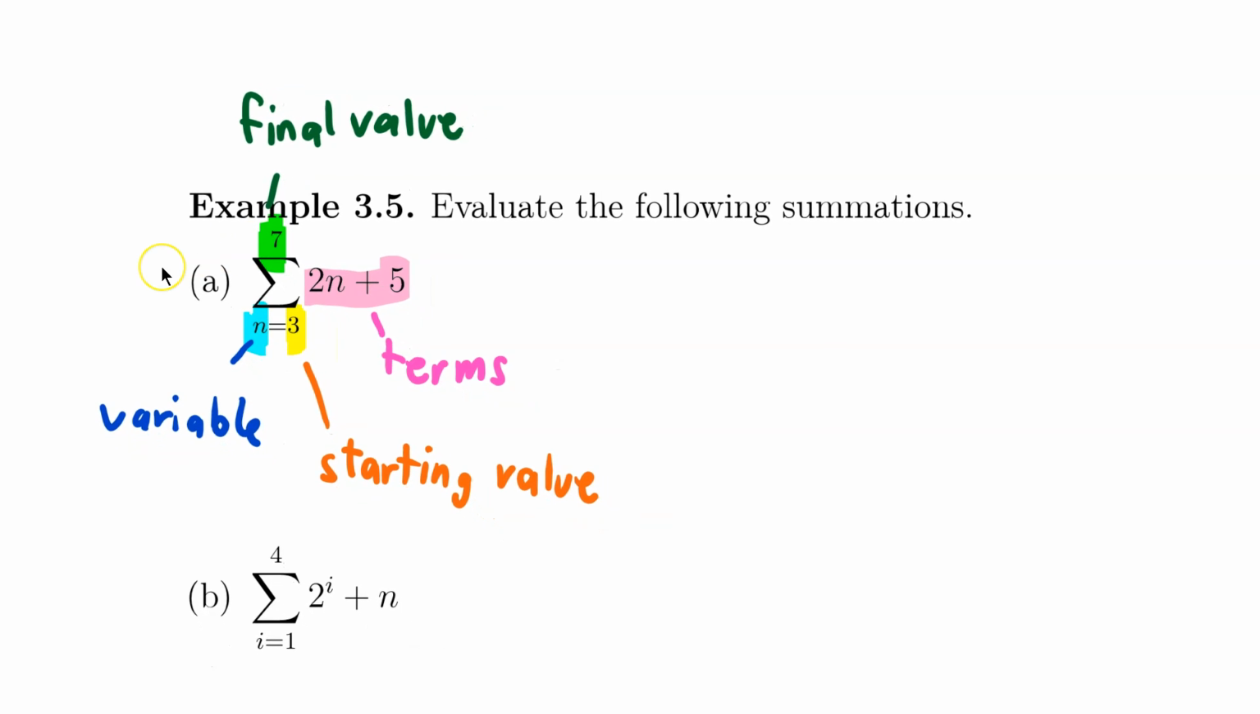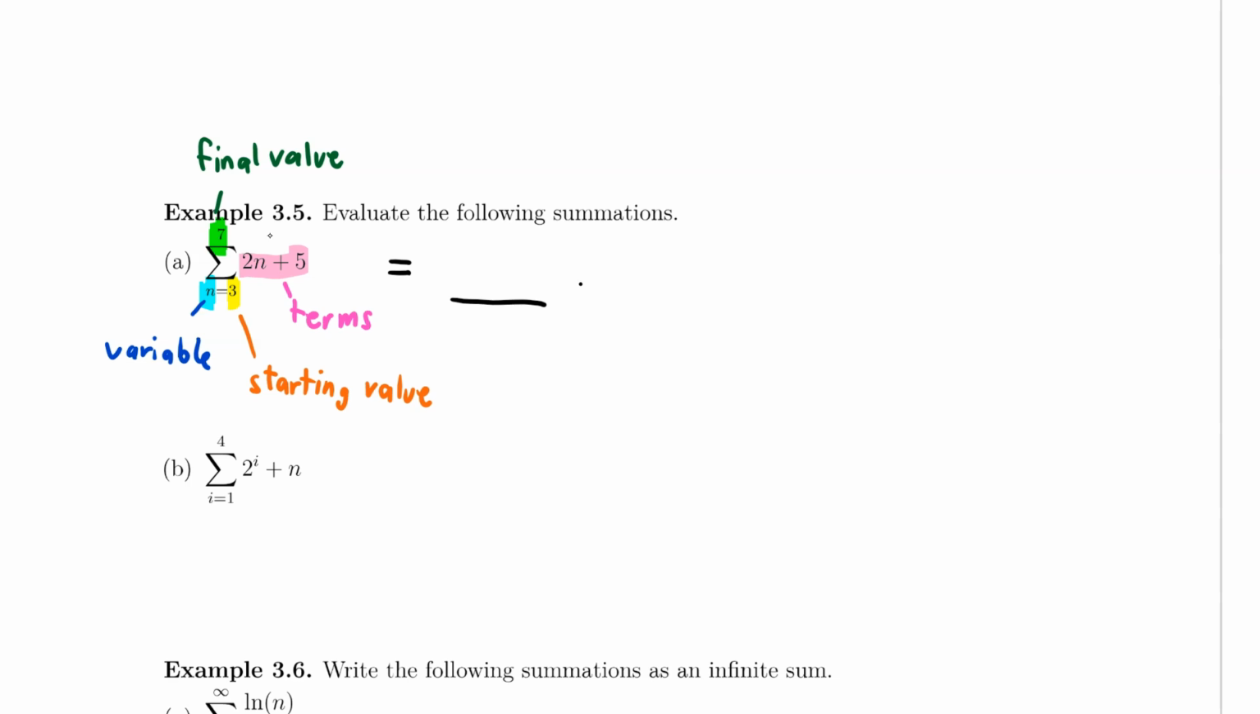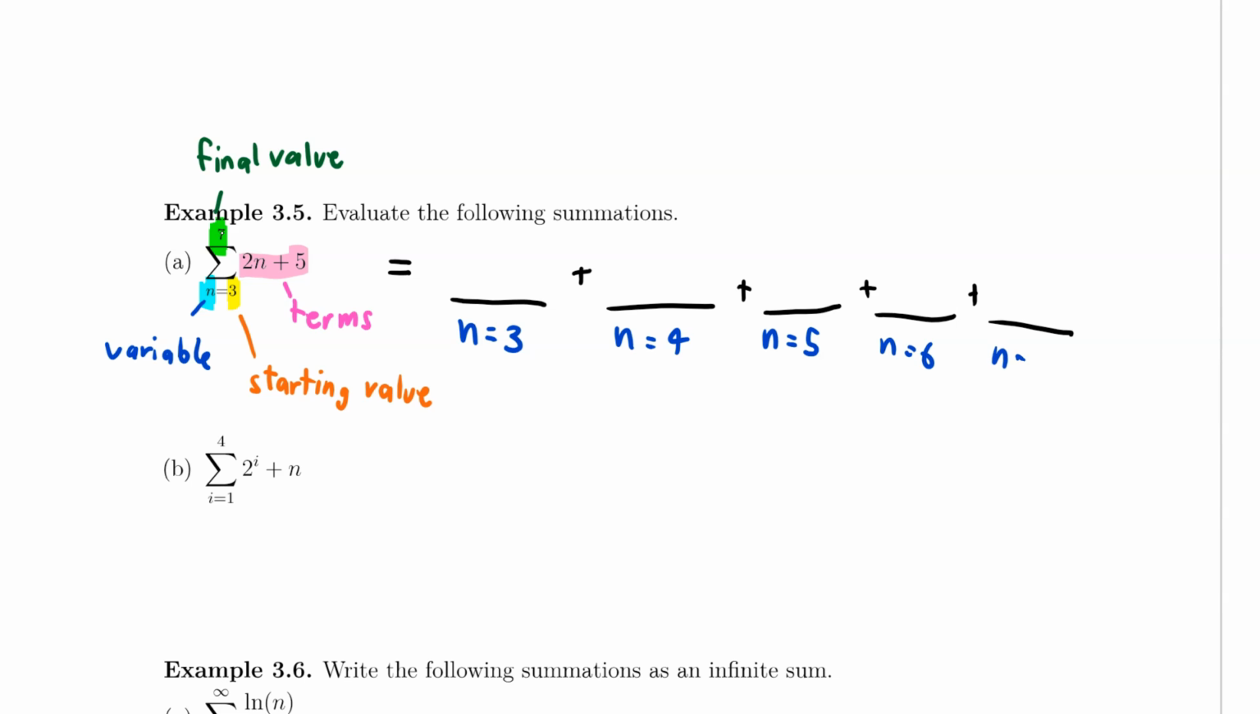So what is this then? The sum of 2n plus 5 when n goes from 3 to 7. So this is going to equal the sum of several things where my variable will start from 3 and go all the way to 7. In each thing, my n is going to start from the starting value, and it's going to keep going up by 1 to the final value. So n equal to 3, 4, 5, 6, and 7.